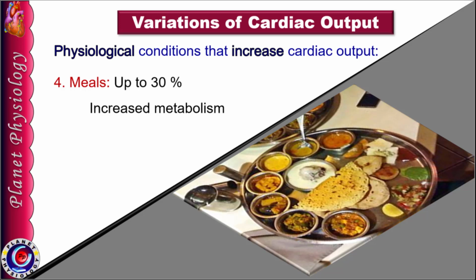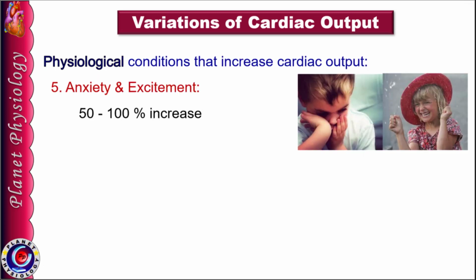Meals can increase cardiac output by 30% due to increased metabolism. Emotions like anxiety and excitement increase sympathetic stimulation and hence the cardiac output by 50 to 100%. Cardiac output also shows diurnal variations with higher values in the evening.